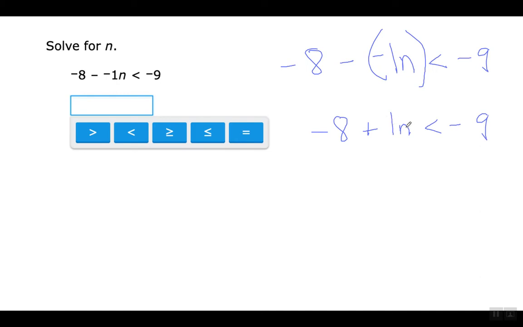The number in front of the variable, I move last. I'm going to move this one first. To get rid of the negative 8, I'm going to add 8 to both sides. When I add 8, this cancels out. Negative 9 plus 8 is going to give me negative 1. So now I got that. And I'm going to move the 1 and do the opposite of multiplying by 1, which will be dividing by 1. And n is going to be less than negative 1.